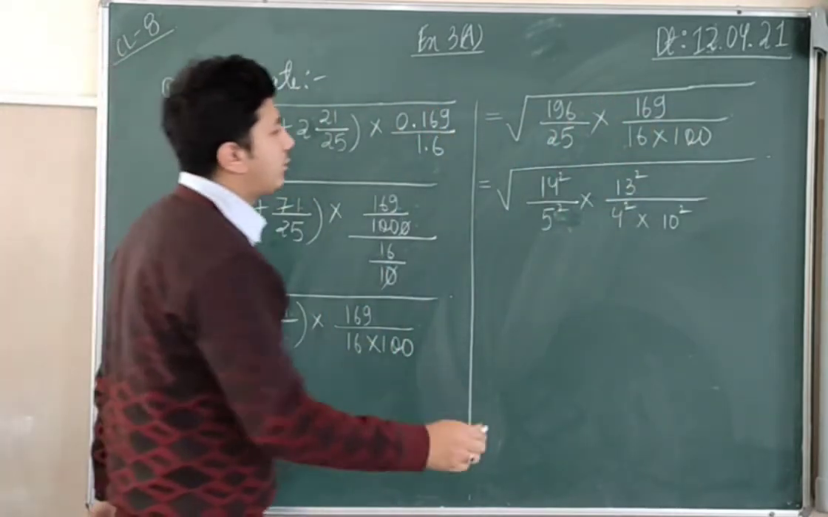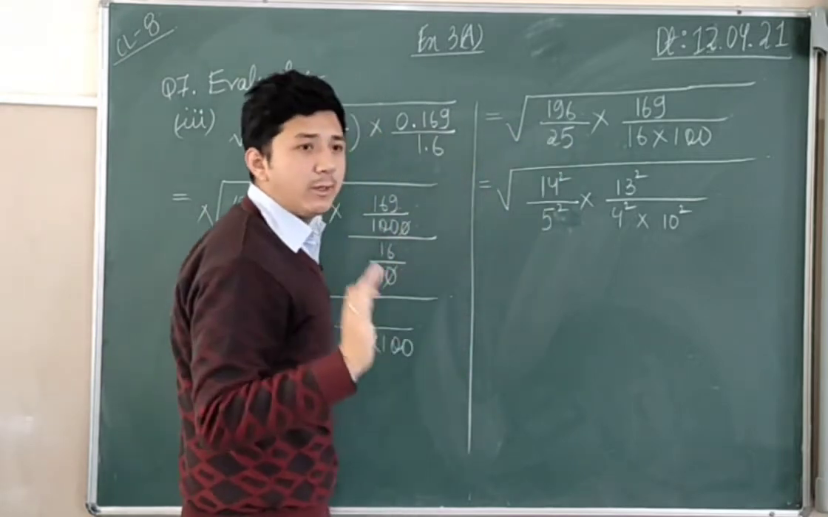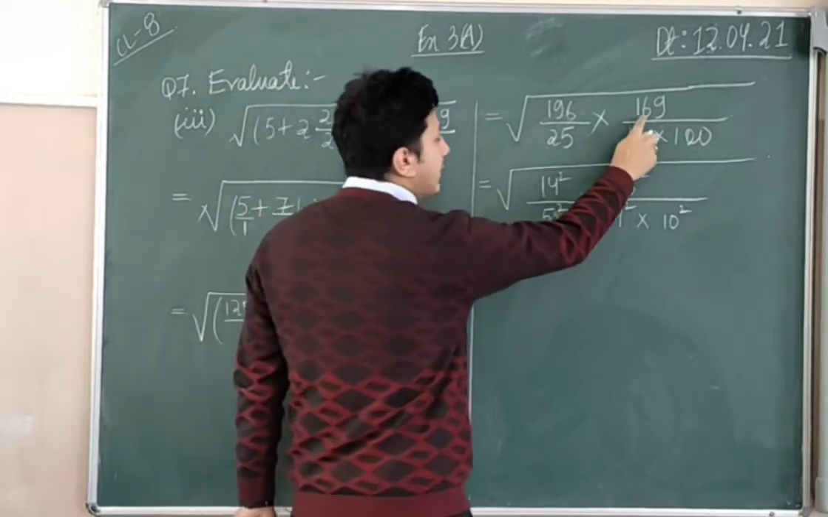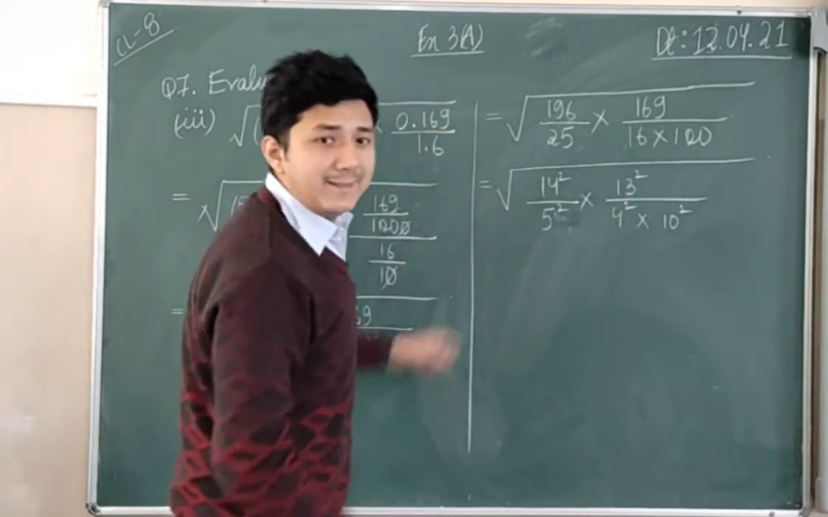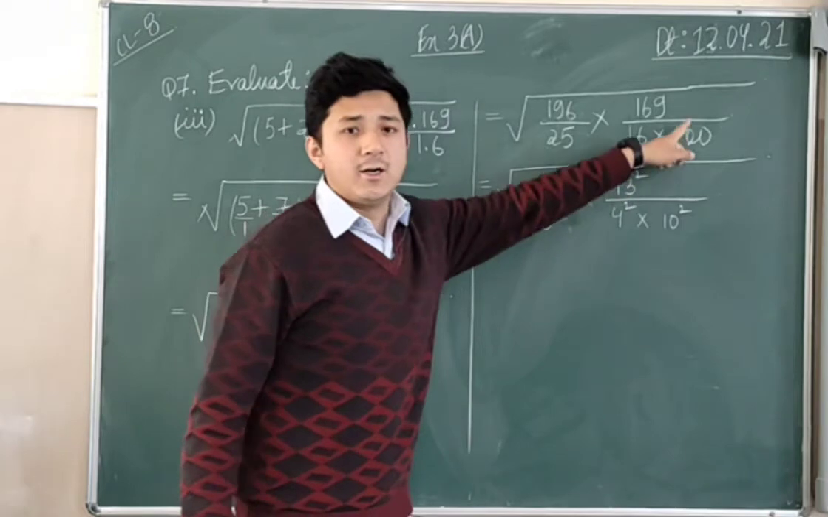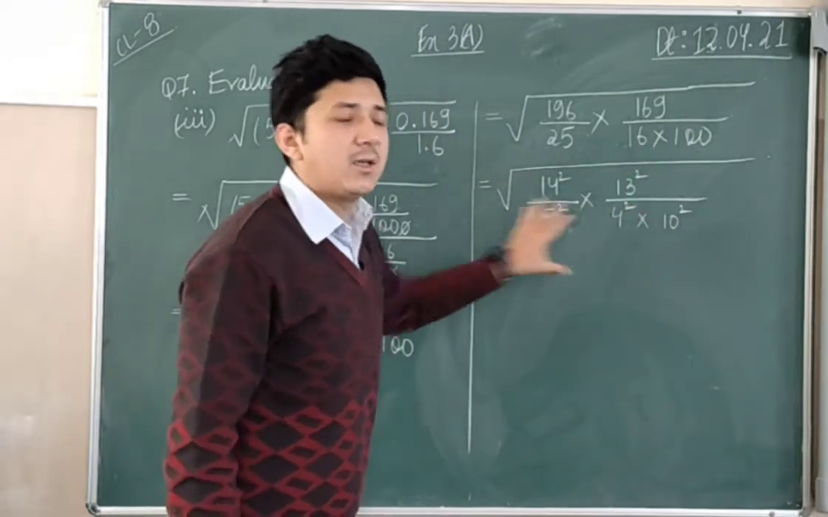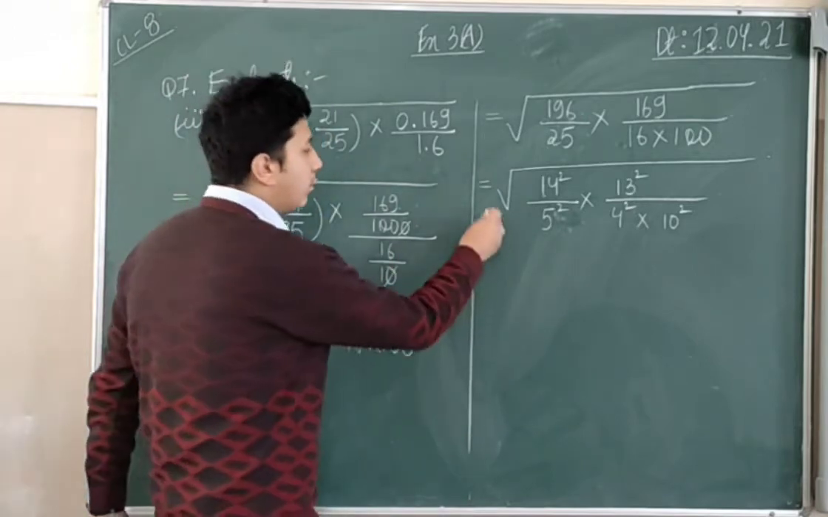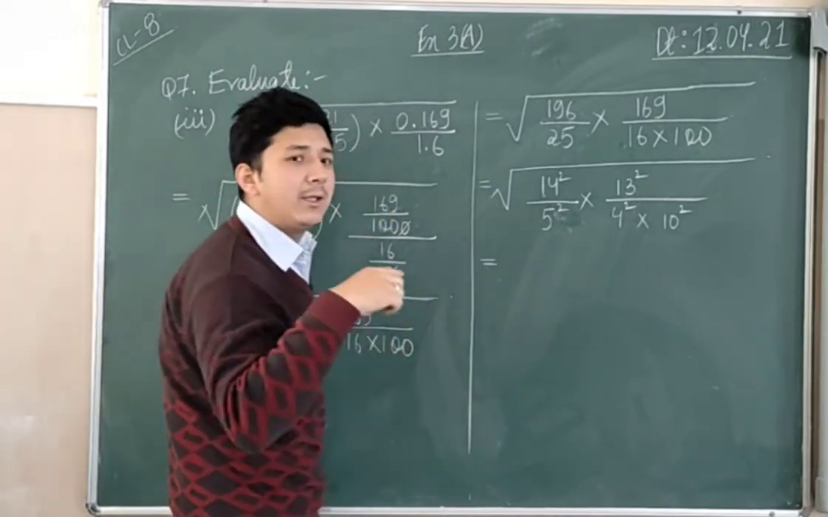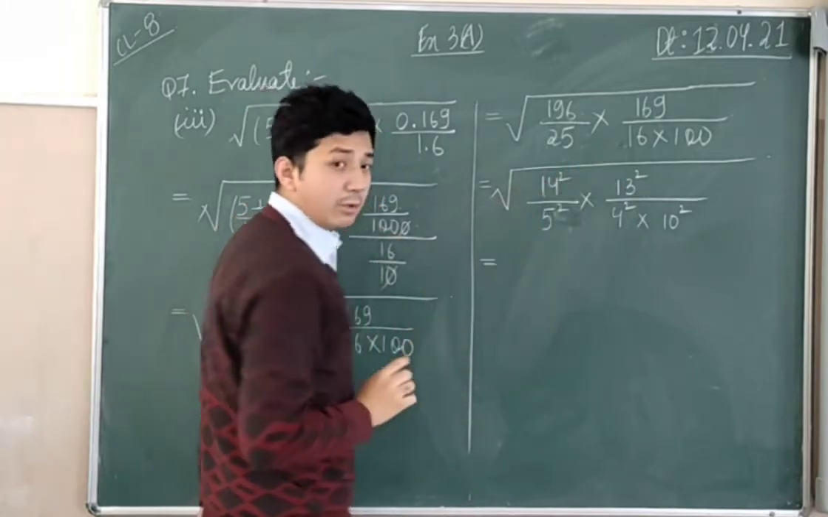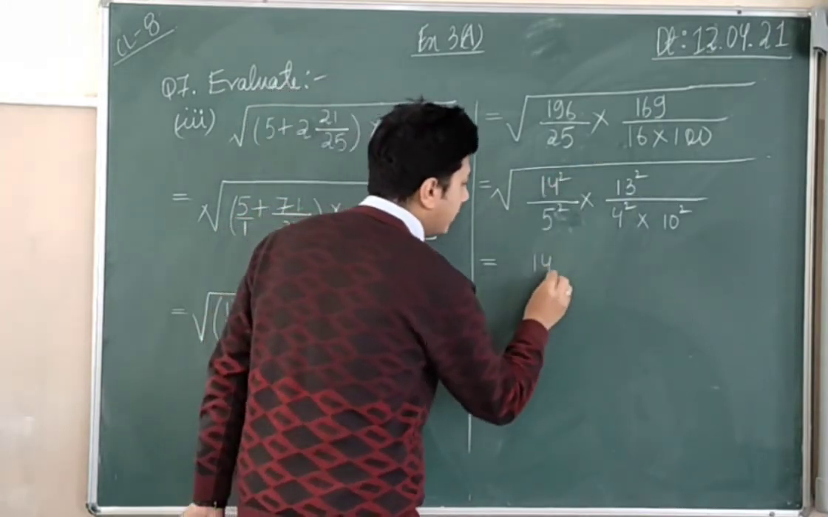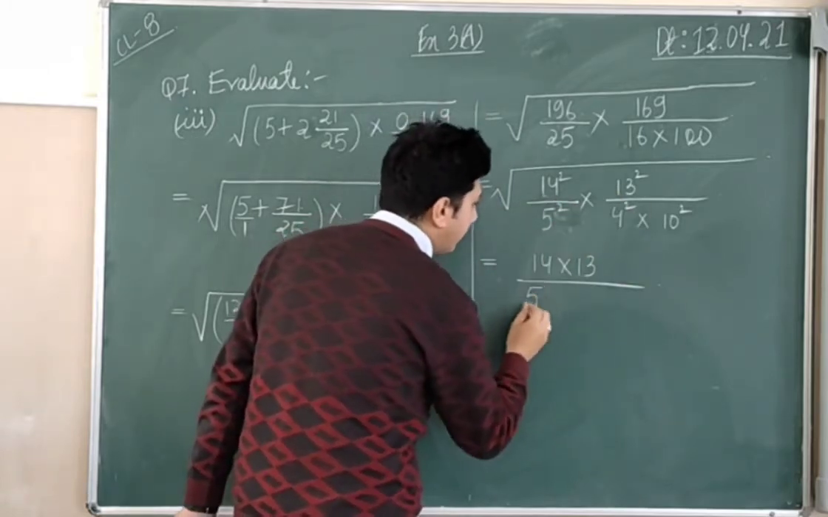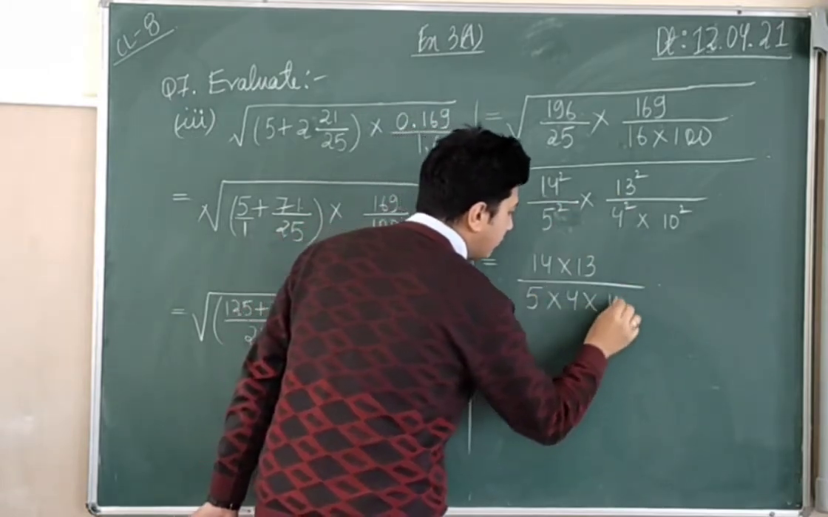Now if you see properly, 196 is a perfect square number: 14 square, 25 is 5 square, 169 is 13 square, 16 is 4 square, 100 is 10 square. So everything inside the square root is a perfect square number. When I remove the square root, I will only get the numbers themselves, not the squares. Okay, so I'll be getting 14 into 13 divided by 5 into 4 into 10.